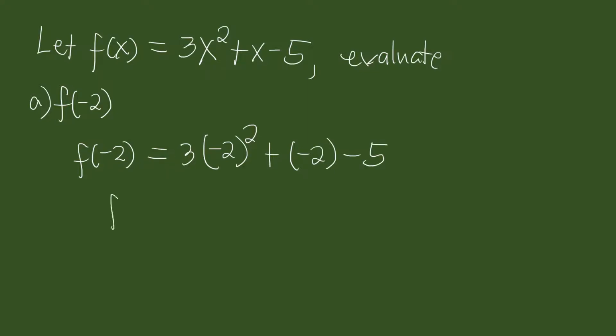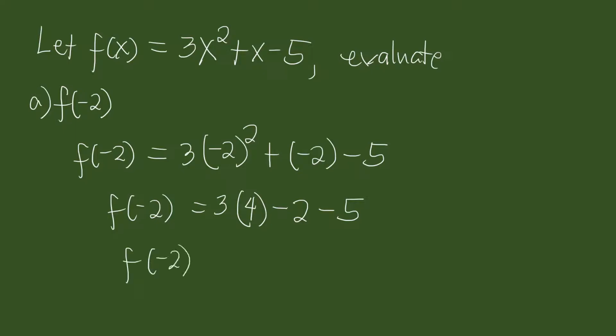Then f of negative 2 is equal to, so use the PEMDAS rule. So 3 times the negative 2 squared, that will be positive 4. Of course, this would be positive times negative, minus 2, and we will have minus 5. Then we have f of negative 2 is equal to 3 times 4, that is 12, minus 2 minus 5. If we solve this, 12 minus 2 is 10. Then 10 minus 5 will be equal to positive 5.